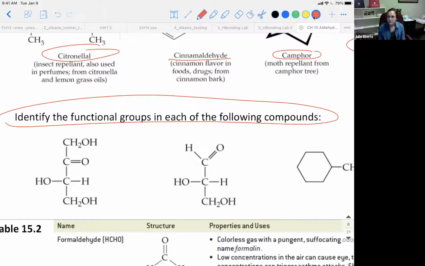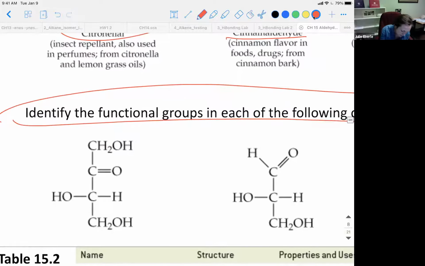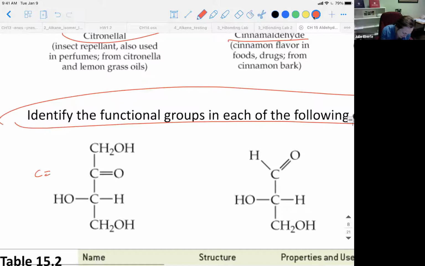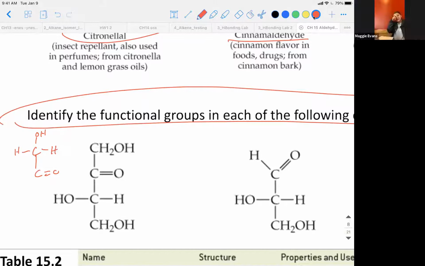Isn't the top CH2OH an aldehyde? So we need to look at our carbon and draw this out. So I'm going to draw, this is the CO right there. So I go up to this carbon. I've got 2 hydrogens here, and then I have an OH group off like that. So is that an aldehyde? No. No, but what is it? Alcohol. Yes, it's an alcohol.